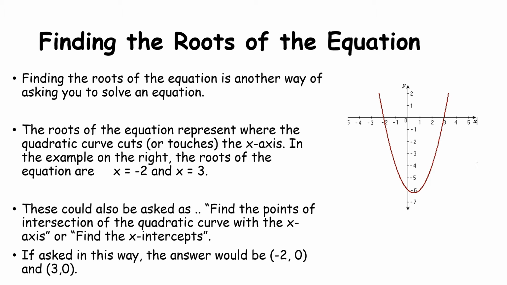From the picture here on our right, the roots are where the graph, in this case a positive quadratic, cross the x-axis. So we can see that there are 2 points where that happens, where x equals 3 and x equals minus 2. These could also be called the x-intercepts, or they may ask you specifically for the points where the graph cuts the x-axis. Do watch out for the difference in questions, because if they ask us for points, our answer should be in the form of points, which should be 3, 0 and minus 2, 0.